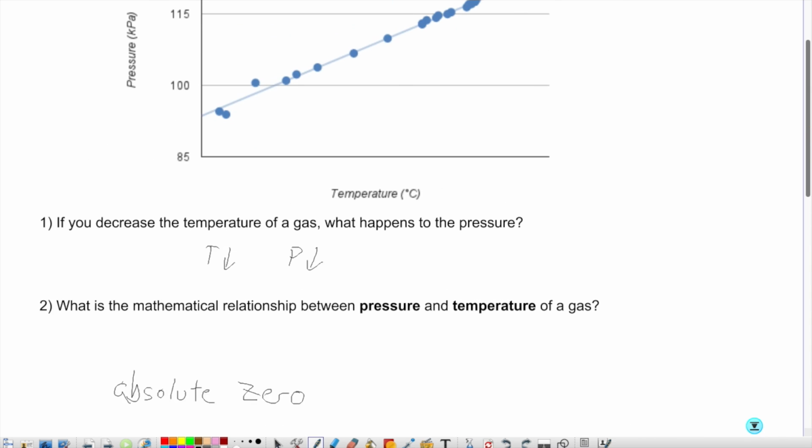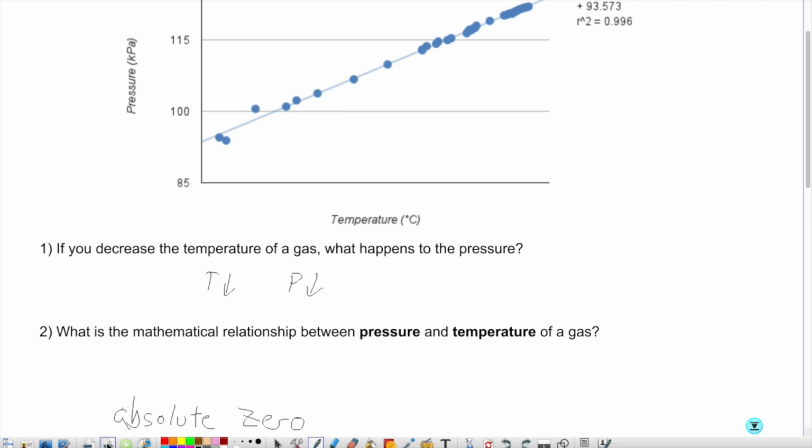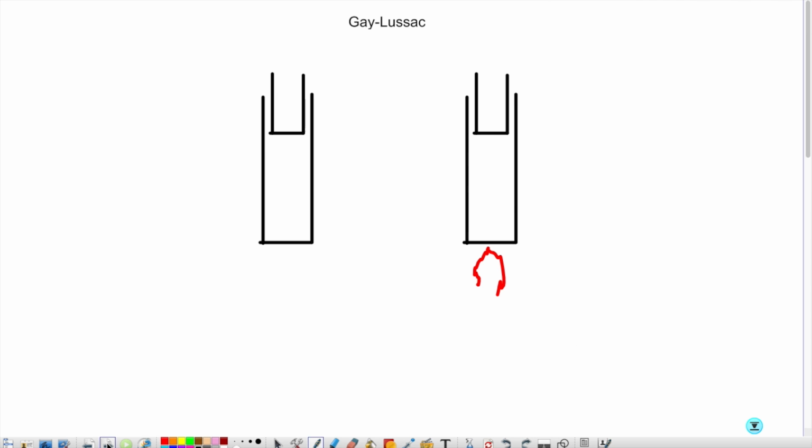So let's continue and go back to the mathematical relationship. Now we can say that pressure and temperature in Kelvin are directly proportional, okay? So let's think about this in terms of what particles look like. We say that pressure is directly proportional to temperature. That's what this alpha sign means. It means directly proportional, right?